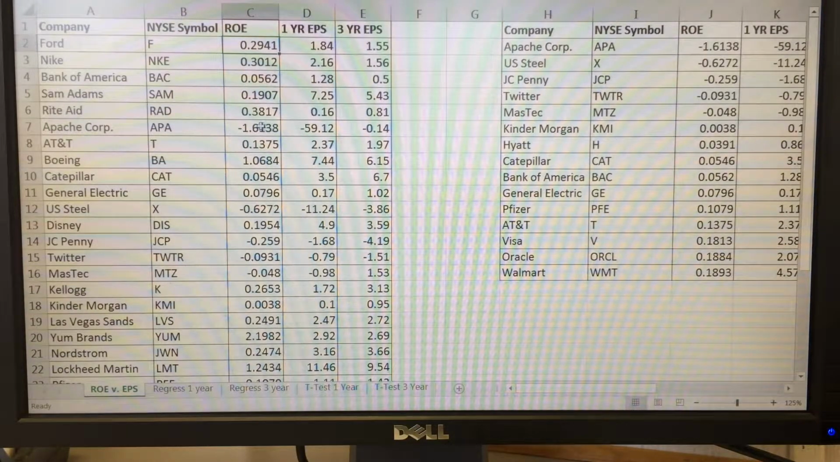As you can see, I have it broken out by the name of the company, the symbol of the company, the ROE as a decimal, and then I pulled the earnings per share for the last year, and then the earnings per share as an average over the last 3 years. So the first test I did was a regression for the 1 year.